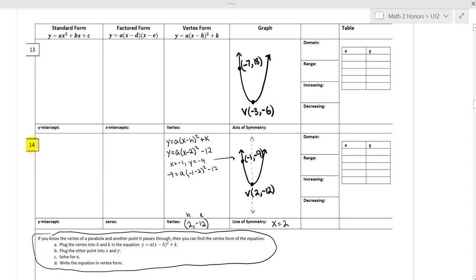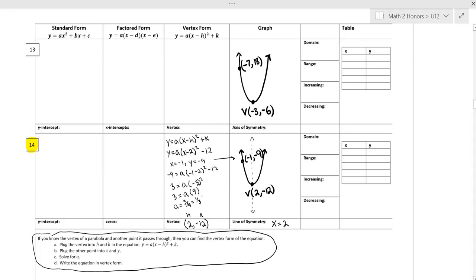To do that, I'll first add 12 to both sides. So -9 plus 12 is going to be 3. And when I add 12 to the right hand side, it gets rid of the -12. And I have 1 minus 2, which is -1, squared. So I get 3 is equal to a times 1. Divide by 1, and I get a is 3.